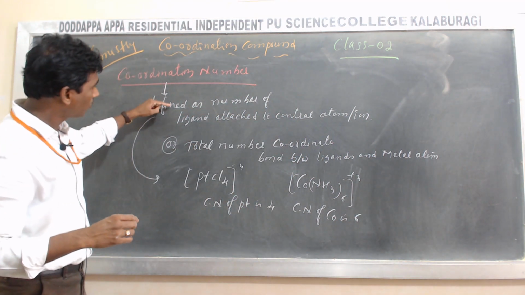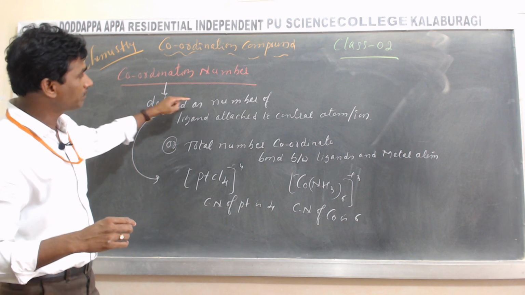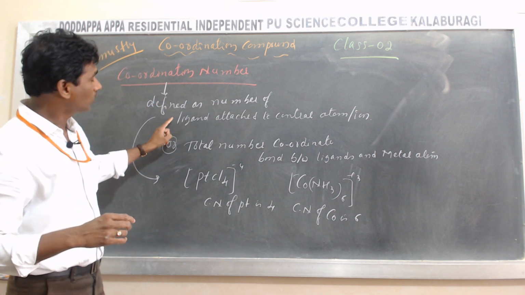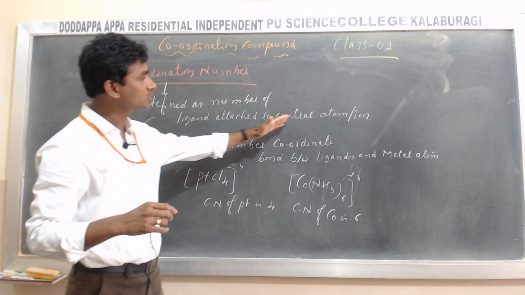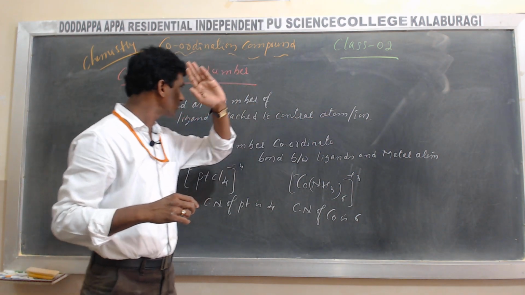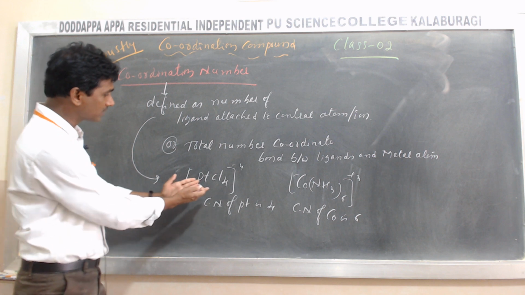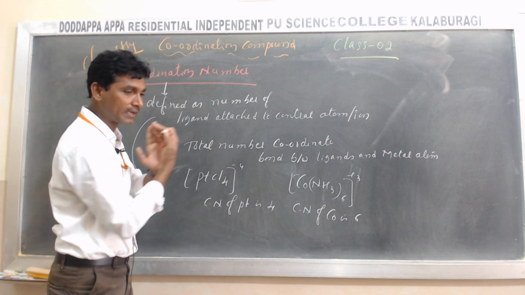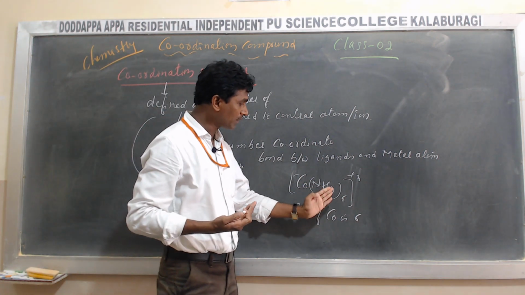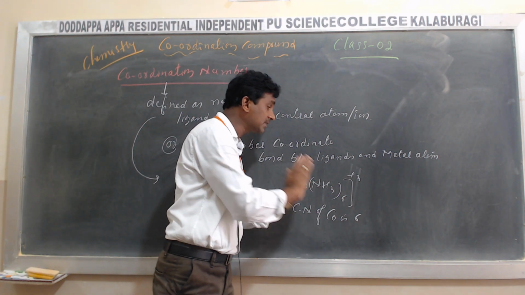So what is the coordination number? The coordination number is defined as the number of ligands or ligand donor atoms attached to the central atom or ion. Here 4 chloride ligands are attached. The coordination number of platinum is 4. Here 6 ammonia ligands are attached, so the coordination number is 6.